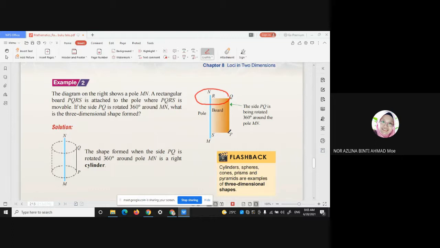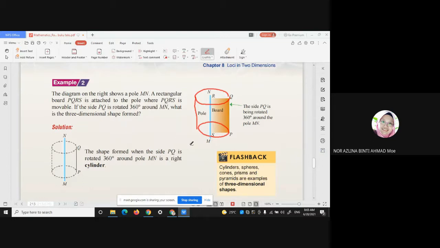So when moved 360, the shape will form a cylinder. So this is the cylinder. The circle we draw using a shaded dash line. The shape formed when the side PQ is rotated 360 degrees around pole MN is a right cylinder.